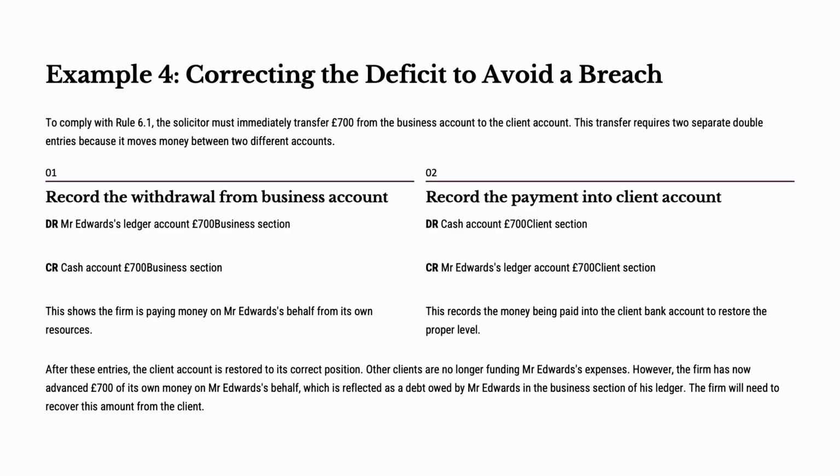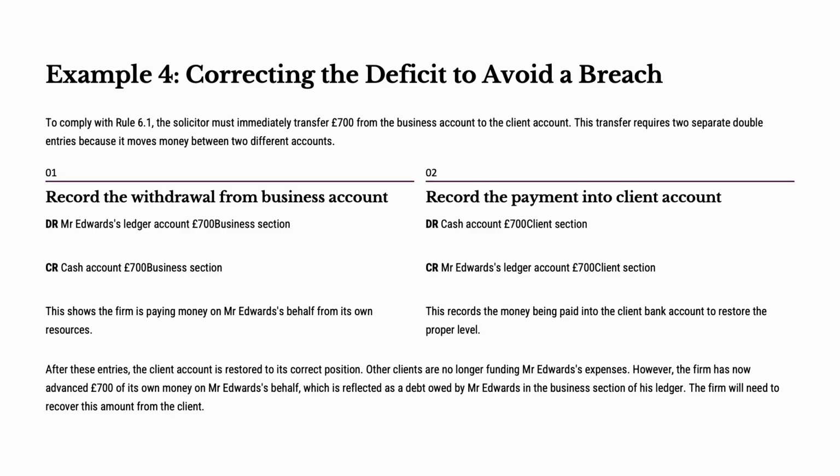Now let's go to example 4, correcting the deficit to avoid a breach. To repair the shortage and comply with Rule 6.1, the firm transfers £700 from the business account to the client account. So first, record the money leaving the business account. You need to debit Mr. Edwards' ledger £700 in business section, and credit cash account £700 in business section.